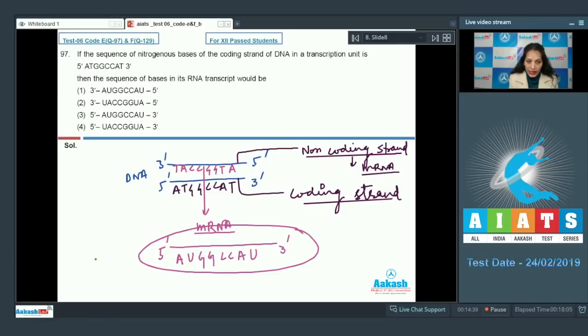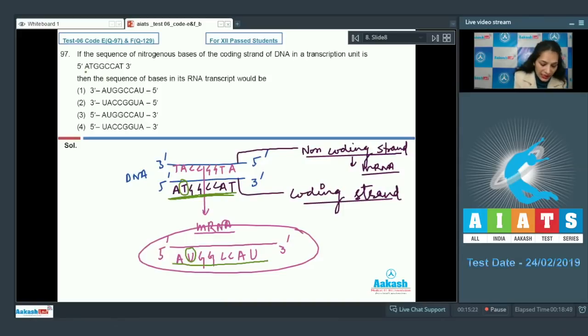Now you can analyze one thing. See here, the sequence of the coding strand and the mRNA are exactly the same, except at the place of T it has U. So you can remember this thing, that if the sequence of the coding strand is given, then the sequence of the mRNA will be exactly the same as the coding strand, except at the place of T you have to put U. It is very easy.